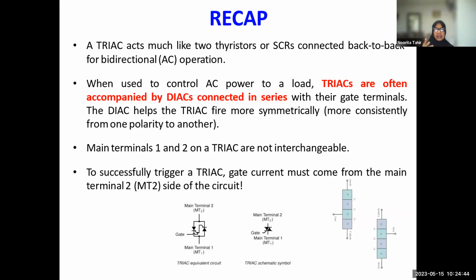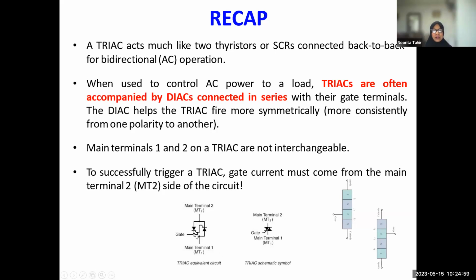Ini kita recap balik ya, sebab kita tak boleh nak recap next week. Ini last class kita. So lepas saya ajar, saya recap terus ya. So a triac acts like two thyristors which are connected back to back. Nampak di sini ya, di triac kita ya.